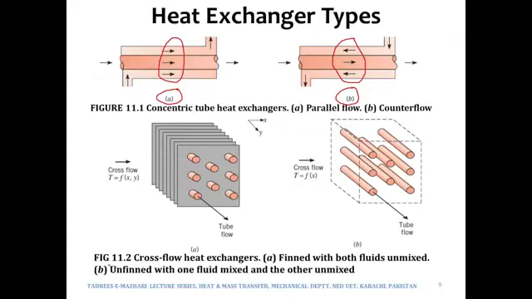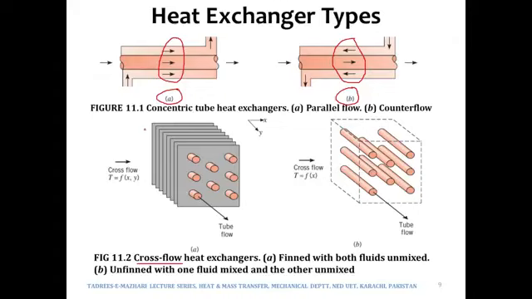Now over here in this figure 11.2 we are going to discuss cross flow heat exchangers. Here we are being shown eight pipes, and those pipes are such that they have been placed in a plate, or the plate has been fixed outside the pipes. So the length of the pipe goes in this direction, and along the length of the pipes there are several plates, and those plates would in fact act as fins.